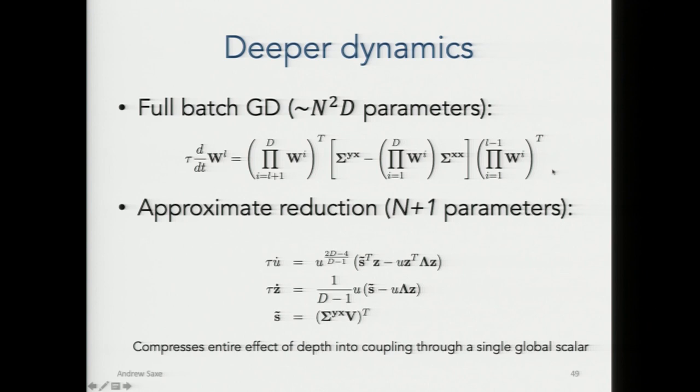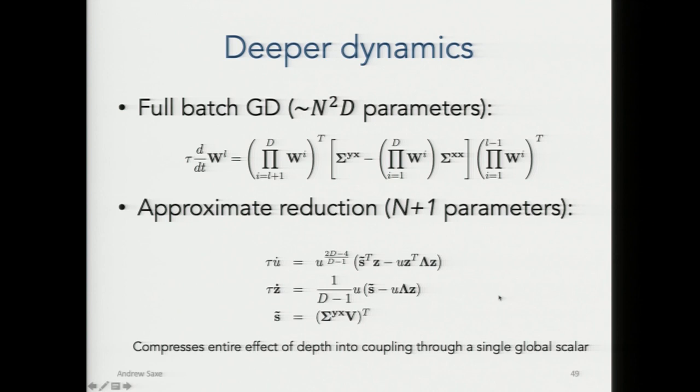Okay, so we'd like to solve this complex equation. What I'm going to do is give you an approximate reduction. So here, if each layer had n neurons and is a depth d network, there would be n squared times d parameters in this whole network as it evolves. But this reduction is only going to have n plus 1 parameters. So depth has completely disappeared, and the number of parameters we need to keep track of is just the input dimensionality. And this is heavily relying on the fact that we're starting from small random weights.